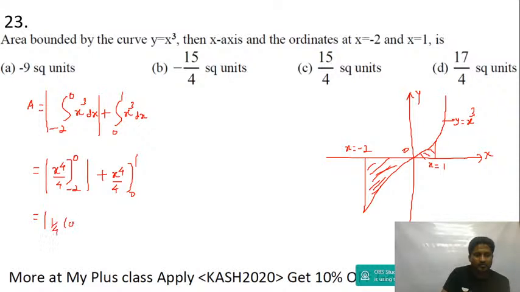Upper limit is 0, lower limit is minus 2 power 4, 16. Okay, plus upper limit 1, lower limit is 0. You will get this as 4 plus 1 by 4, which is equal to 17 by 4. Answer is option D.